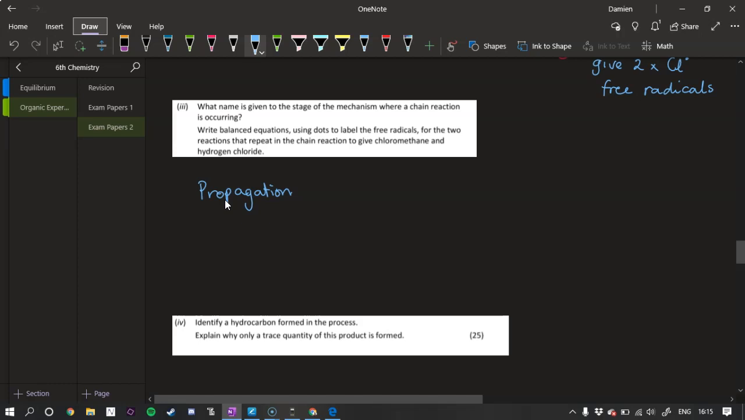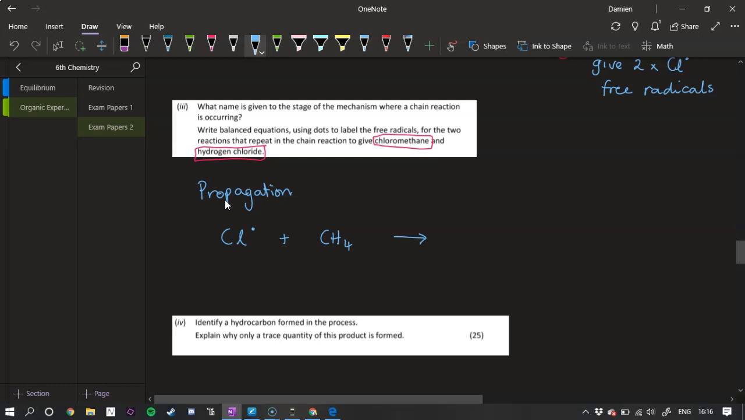So write a balanced equation using dots to label the free radicals for the 2 reactions that repeat in a chain reaction to give chloromethane and hydrogen chloride. So you're given a clue here. You're told that you want to get chloromethane and you're told you want to get hydrogen chloride. So all you've got to do is draw it out. Well, the whole point of this is that you're dealing with a chlorine free radical. And it says the reactions that repeat to give chloromethane. Well, if you want chloromethane, you're going to have to react chlorine with methane. So that's your 2 reactions.